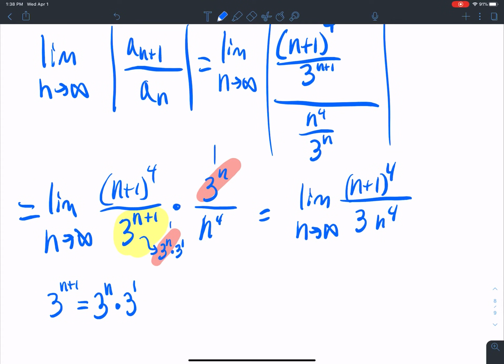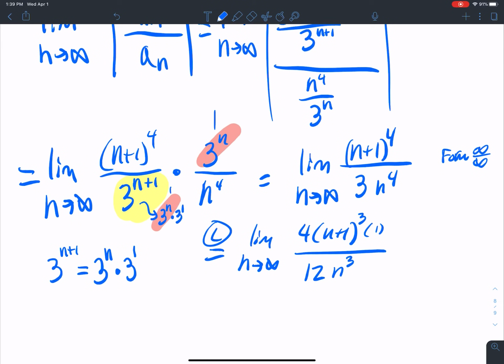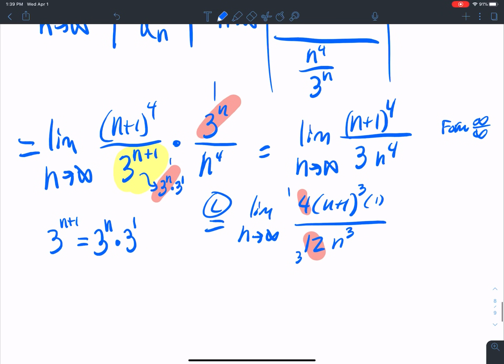And so when I take this, the form is infinity over infinity. So if I use L'Hopital here, take the derivative of the numerator and the derivative of the denominator, that's 4 (n plus 1) cubed, times the derivative inside, which is just 1. And then I get 12 n cubed. So the 12 and the 4 cancel, so I get 1 and 3 here. And then I still get infinity over infinity.